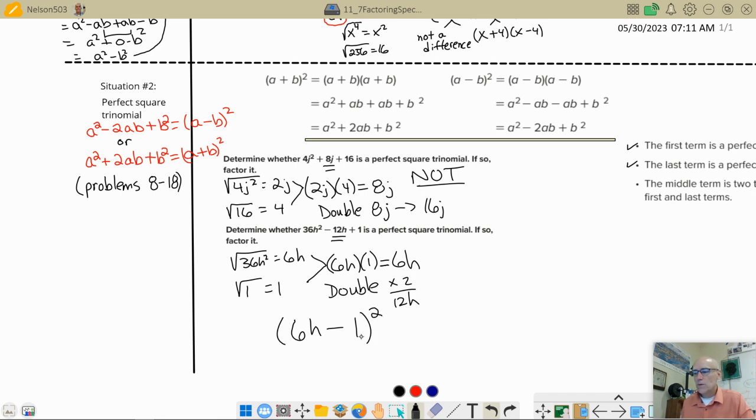Because if I was to expand this, if I was to multiply this out, I would get what I had right back here, 36h squared minus 12h plus 1. And the reason is, as I showed you right up here, that's how you expand it, right? When you expand something like this, you'd have two of them right next to each other because you got a negative sign. And you're going to get two middle terms. So that's why it's twice the first one times the last one's square root. Man, I hope I'm making this clear. If you get this pattern down, it's super easy.